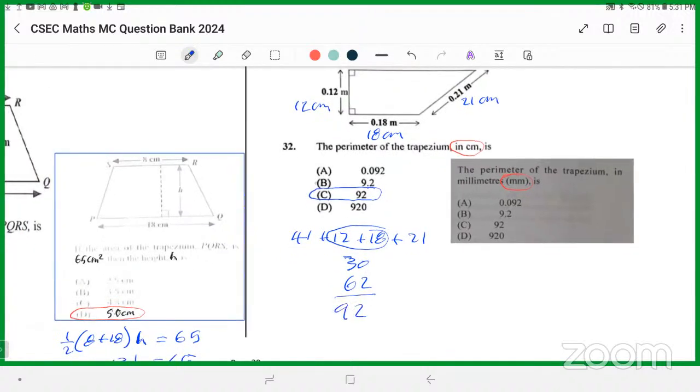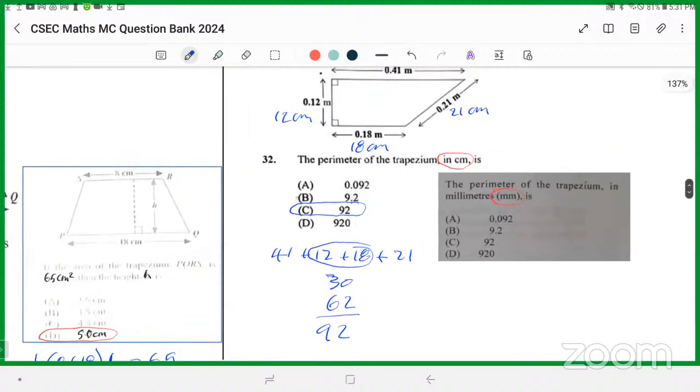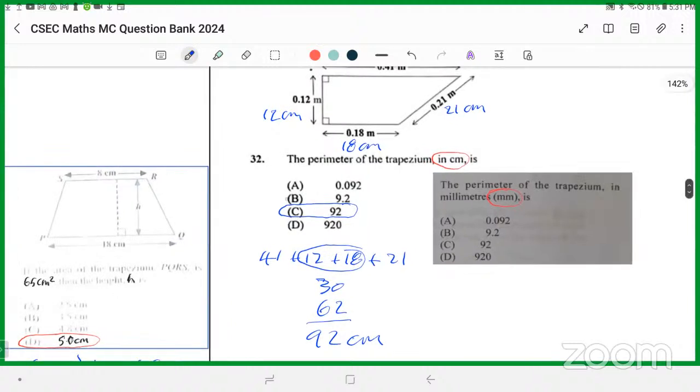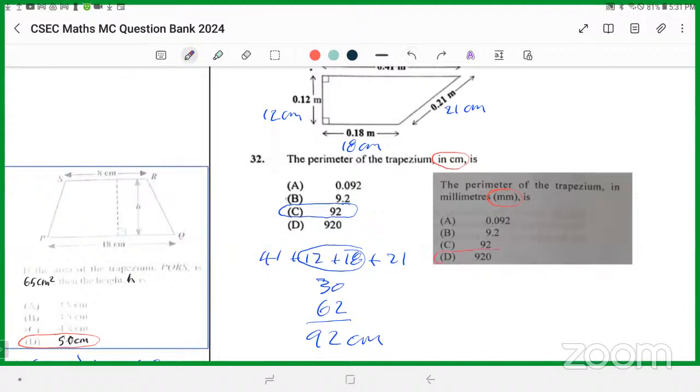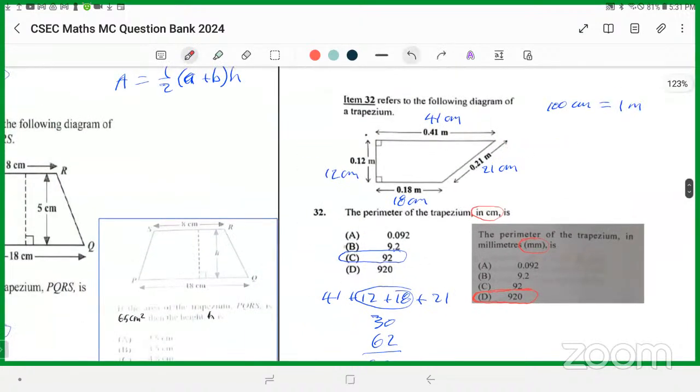But if you want it in millimeters now, then it's going to be 920. Right? Because this is centimeters. So if you want it in millimeters, it's going to be 920. So the same figure, but because you want it in millimeters, now this is the answer. A lot of persons are going to see this one, think it's the same question, and maybe mark the 92 here, which will be wrong. Get me? That will be wrong. So I have to be careful.